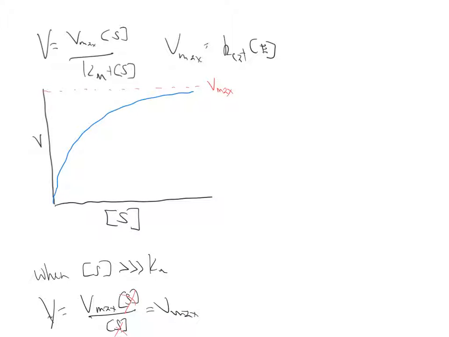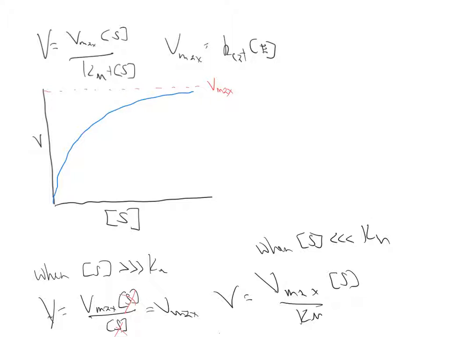Okay, then we went to the other extreme, and that was when S is really, really tiny. And so now it's much, much, much smaller than Km. Then this still simplifies to where we have V equal to Vmax times S over Km, okay? Because in Km plus S, Km is so much larger that the S is negligible.